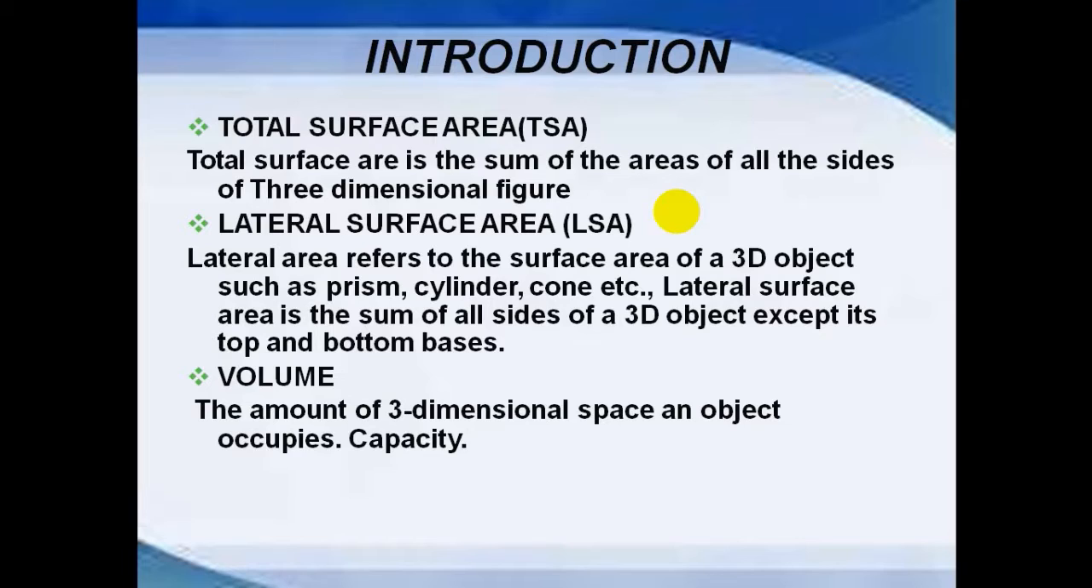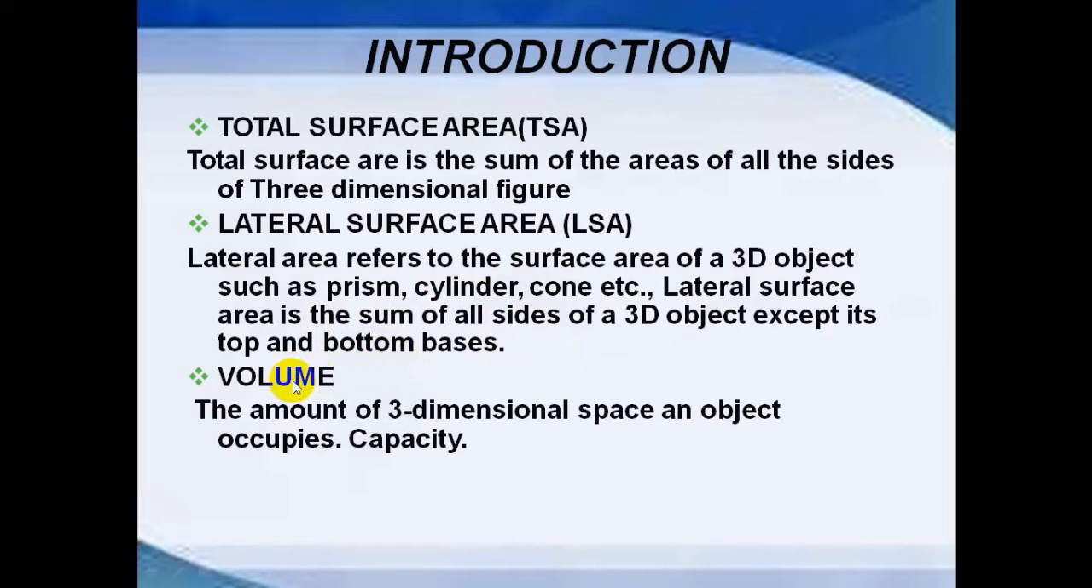Total surface area is the sum of the areas of all the sides of three-dimensional figures. So, lateral surface area, LSA. Lateral area refers to the surface area of a 3D object such as prism, cylinder, cone, etc. Lateral surface area is the sum of all sides of a 3D object except its top and bottom bases.